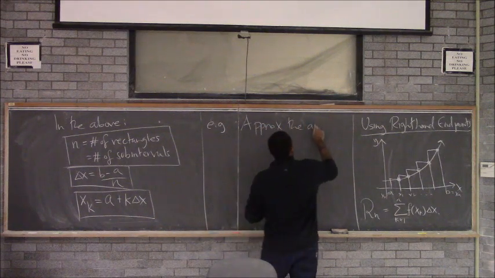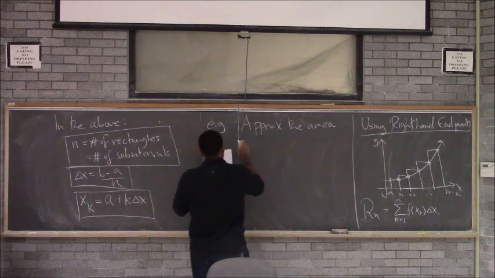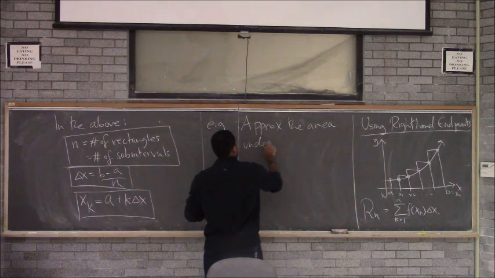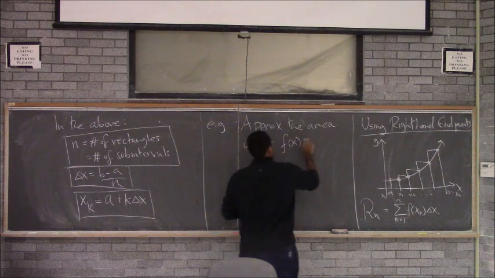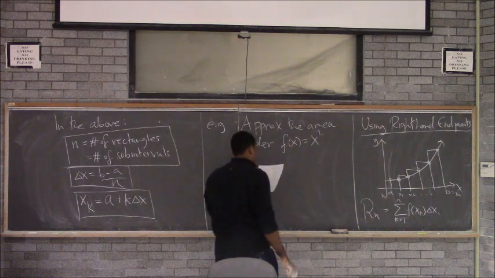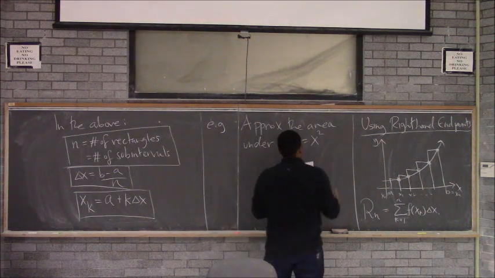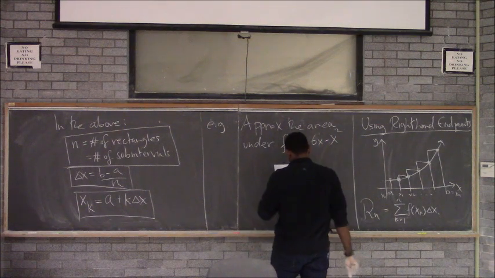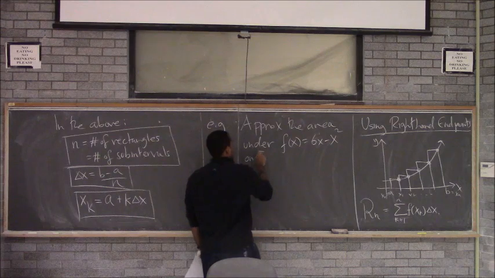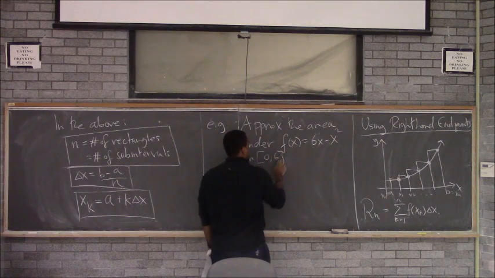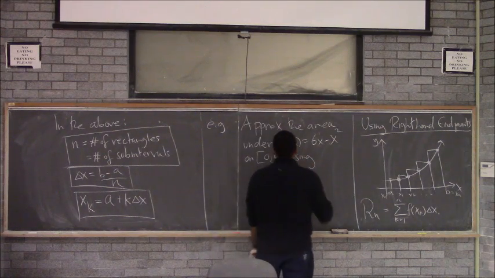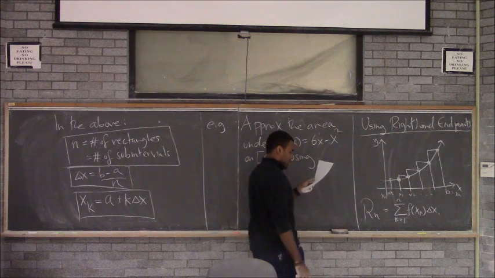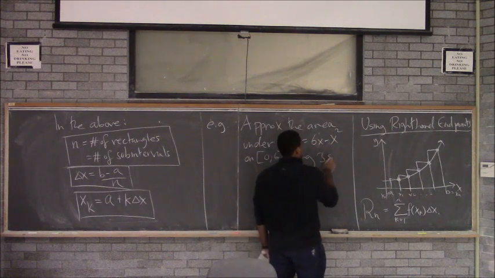Approximate the area under this curve. I'm going to give you a specific curve. No, this one. 6x minus x squared, on the interval 0, 6, using 3 subintervals.